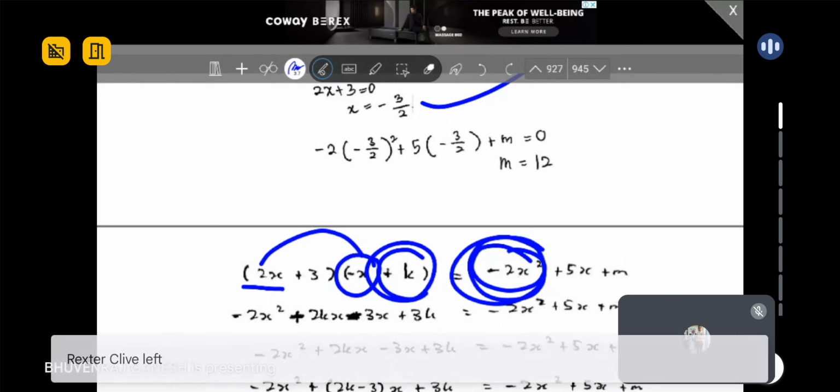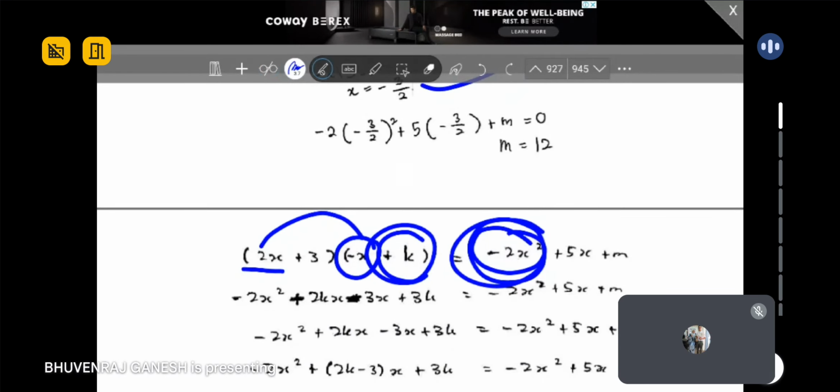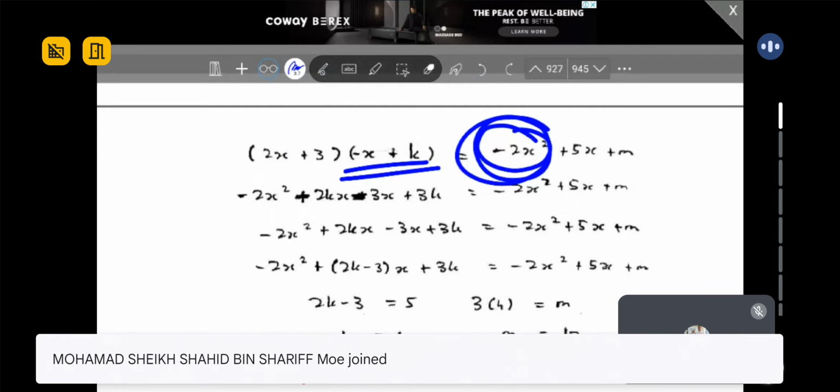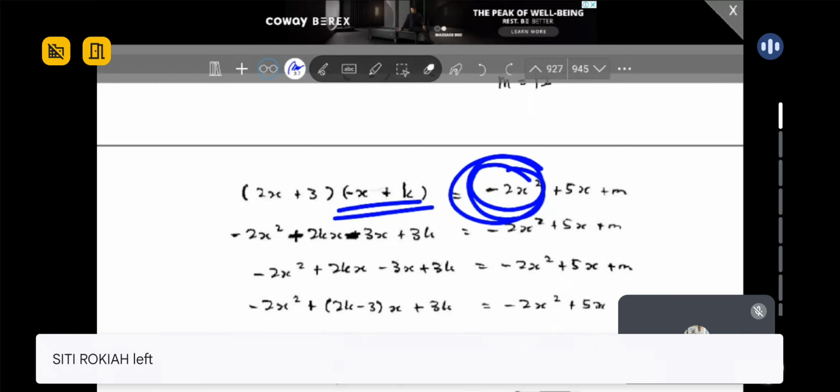Okay, kamu akan ada pemalah kat bahagian kedua. Do you understand, guys? How they get negative x plus k? K is just a constant only. Pemalah sahaja. So you can use any symbol you like. Okay, boleh guna A, B, C, D, anything you like.